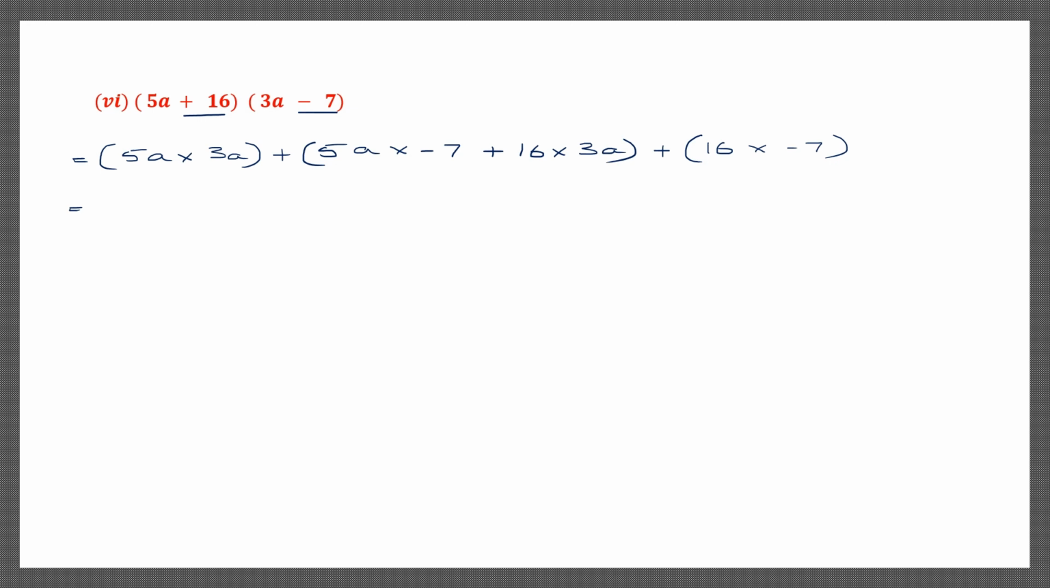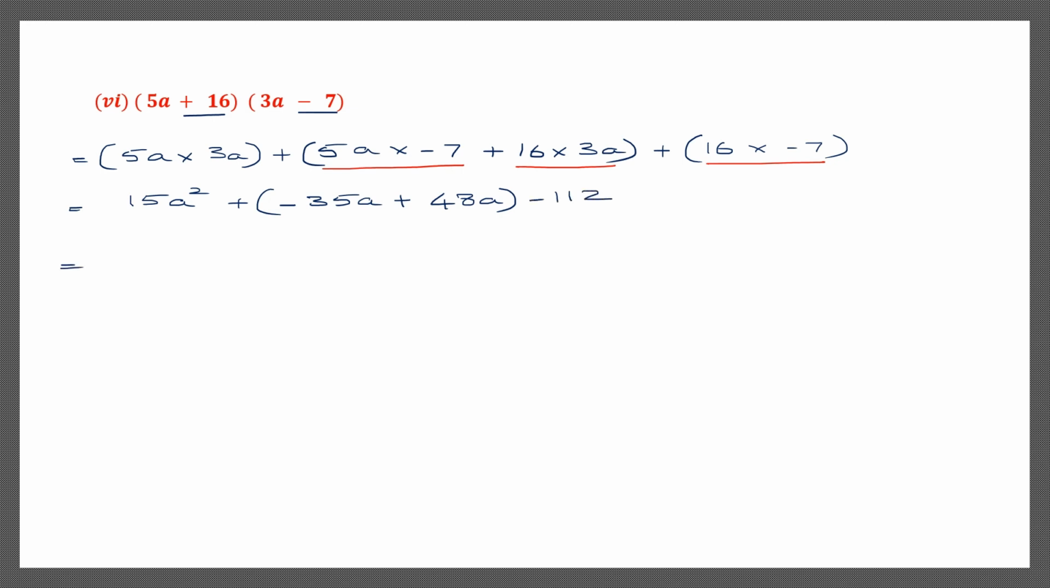So let's multiply this. 5a into 3a. 5 3's are 15. a into a is a square plus here within brackets we have 5a into minus 7. The sign is minus. 5 7's are 35a plus now 16 into 3a. 16 into 3 is 48 and we have a. Then we have 16 into minus 7 which is minus 112.